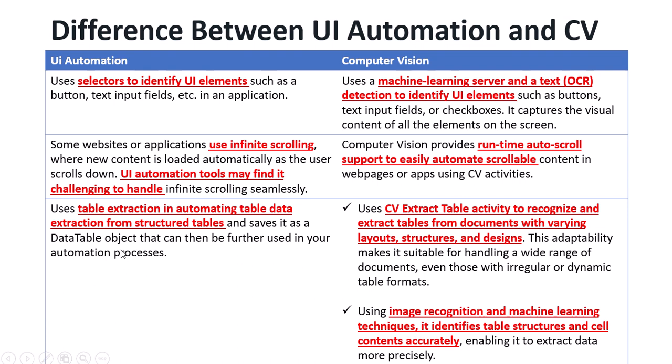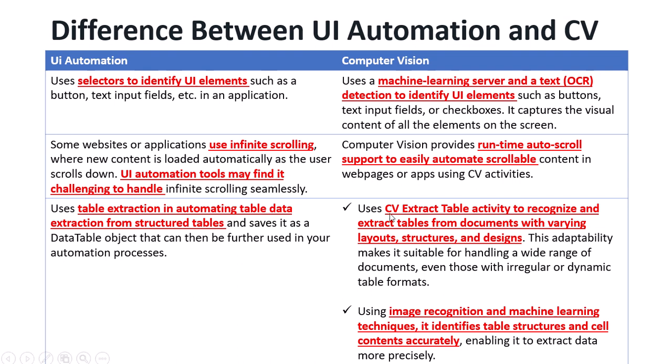Conventional table extraction is only useful when we have a fixed structure on the web page and we want to extract it. We can do that using the table extraction activity. Here we can use the CV Extract Table activity, but the advantage is the machine learning algorithm and OCR technique which it will apply. So we can use it even with irregular or dynamic table formats, or when there are minor changes in the table font color. Those types of changes can also be recognized by this activity. This is a very good enhancement from the computer vision side which we can use in real-time scenarios.